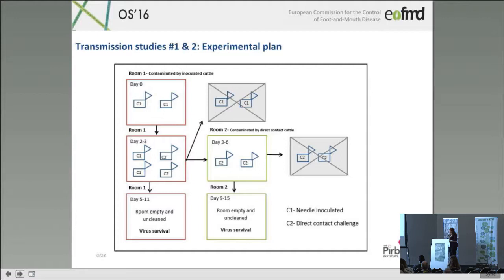In room 2, the direct contact donors were then moved in after their challenge and were left there for 3 days before being removed. And there was another 24-hour environmental challenge in that room before the room was left empty and uncleaned.